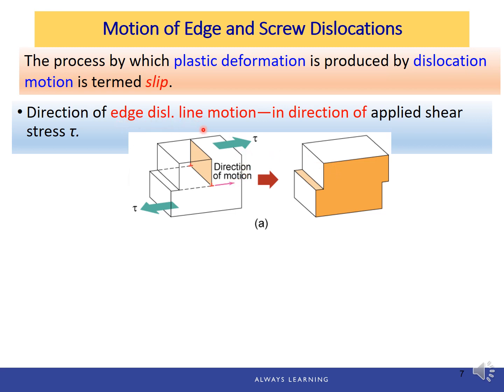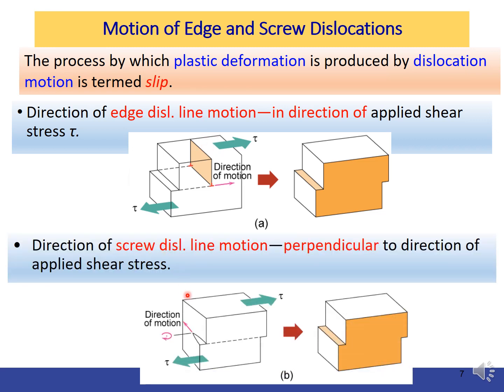That means the dislocation motion is in the same direction as the applied shear stress for an edge dislocation. But if we have a screw dislocation, this is the screw dislocation line, and we apply the same shear stress that is parallel to the top and bottom surface. As a result, this dislocation line will move backwards in the direction shown by this arrow. That means the screw dislocation line moves perpendicularly to the direction of the applied shear stress. But the net plastic deformation for the motion of both dislocation types is the same.